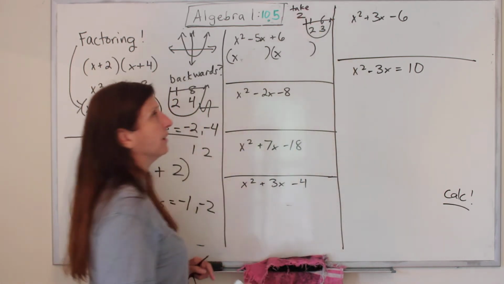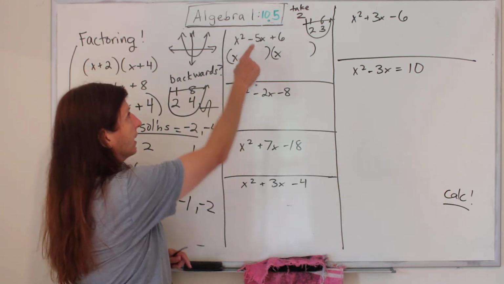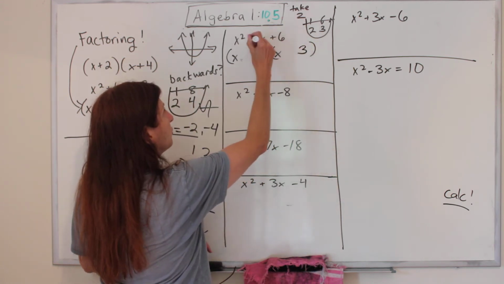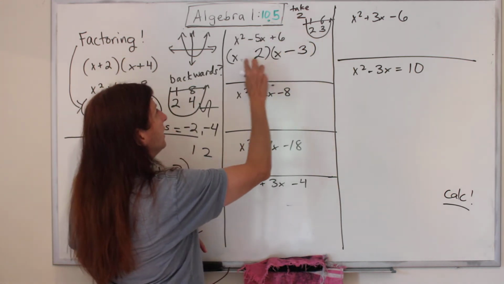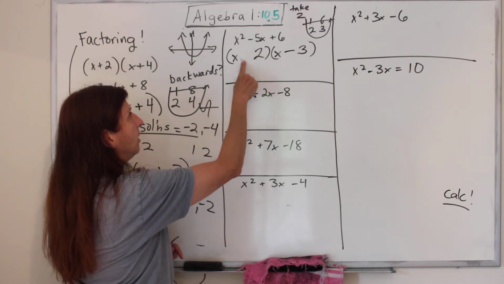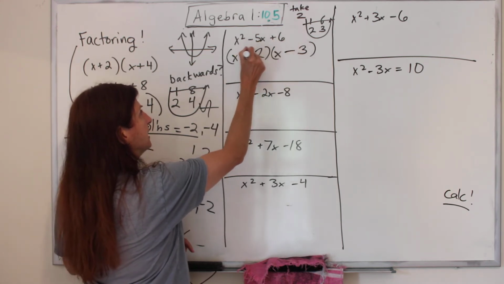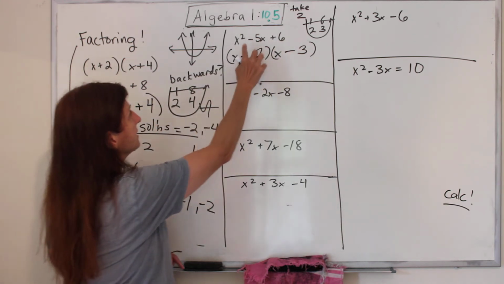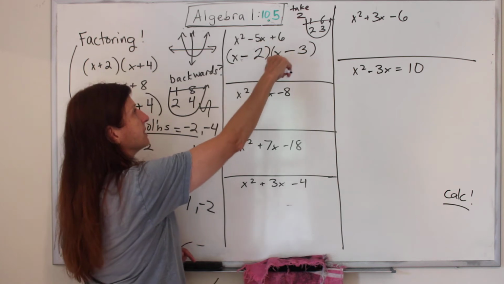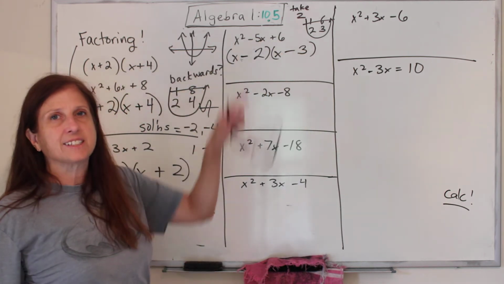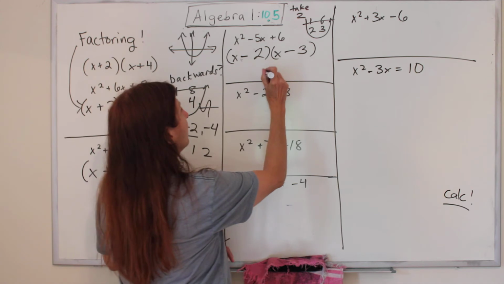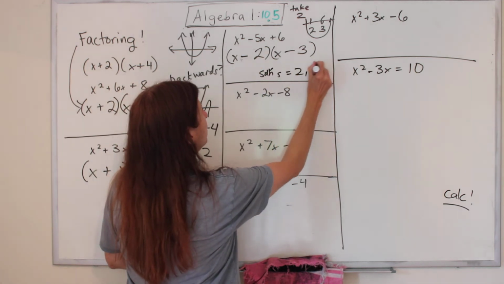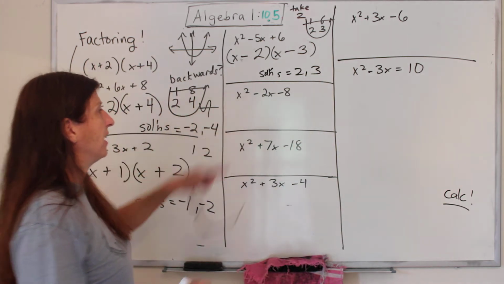So it was not 1 and 6. It made -7, not -5. So now we're going to try 2 and 3. The negative goes to the bigger one. Now what does this need to be for that to be +6? Well, it needs to be negative because 2 negatives make a positive. And now is -3x plus -2x -5x? Yes, it is. So now we found it, and the solutions are 2 and 3.